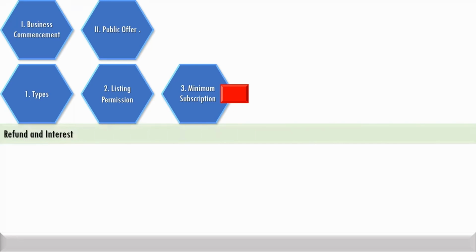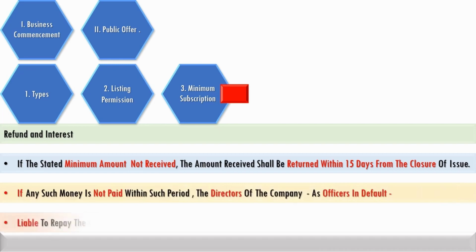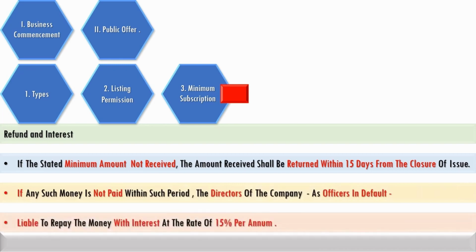If the company fails to receive the minimum subscription within 30 days of the issue of prospectus, it is bound to return the money within 15 days from the closure of the issue. If it is not paid, the directors of the company, as officers in default, will be liable to repay with interest at the rate of 15% per annum.